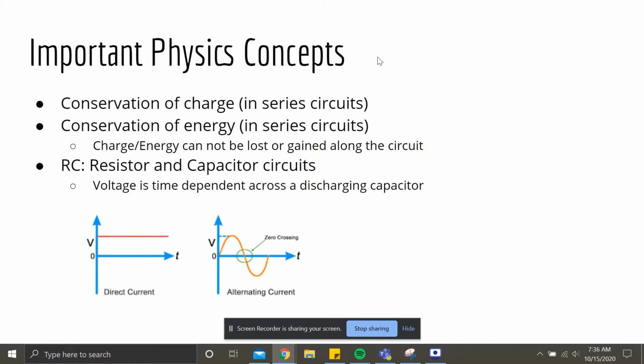Another important concept was resistor and capacitor circuits in which voltage has a relationship with time across a discharging capacitor. This is because we are no longer assuming that EMFs and resistances are constant in time, and therefore current and potential are no longer constant in time either. These graphs show how voltage can display time-dependent behavior.